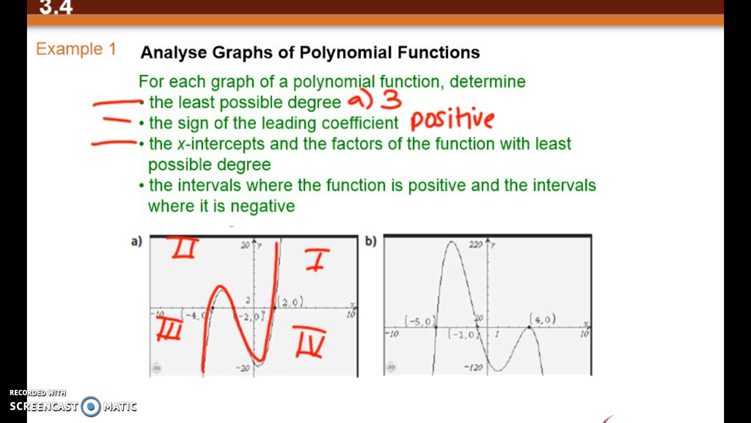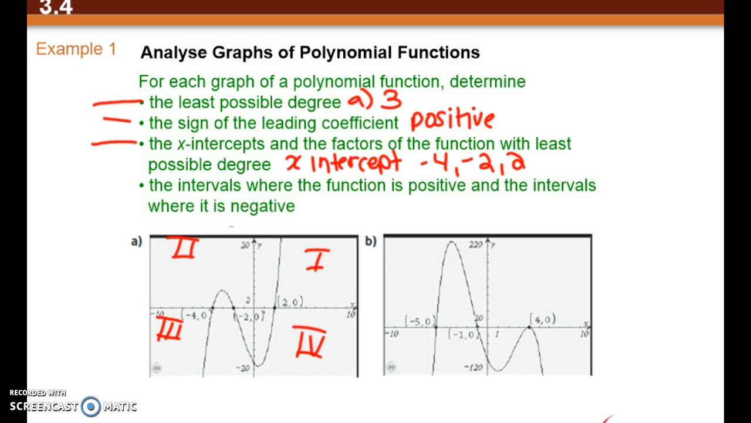X-intercepts. What are the X-intercepts? They have them laid out on the graph here. I don't know if you can see them now that I drew on it, but I can erase it. Okay, the X-intercepts here are -4, -2, and 2. So those are the X-intercepts. -4, -2, and 2. And then it says the factors of the function with the least possible degree.